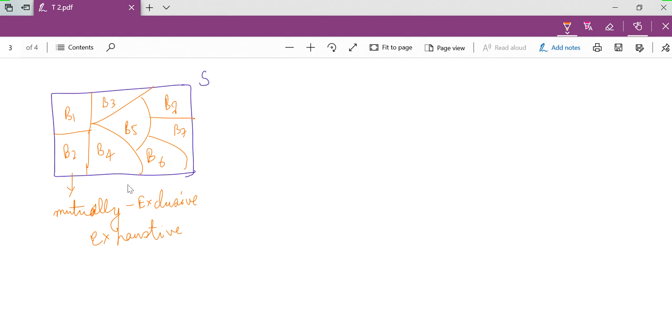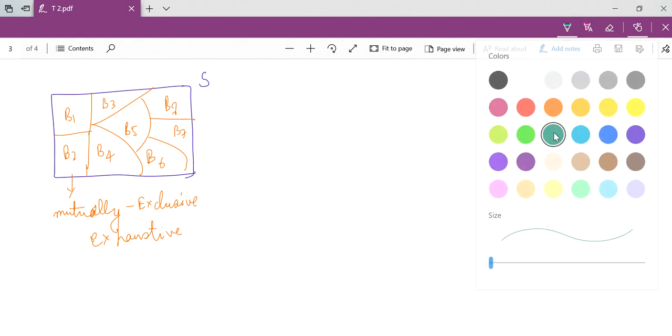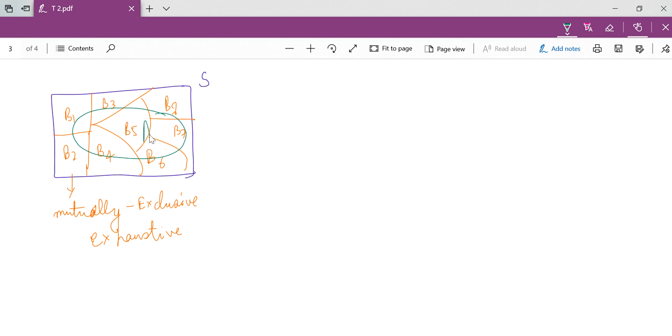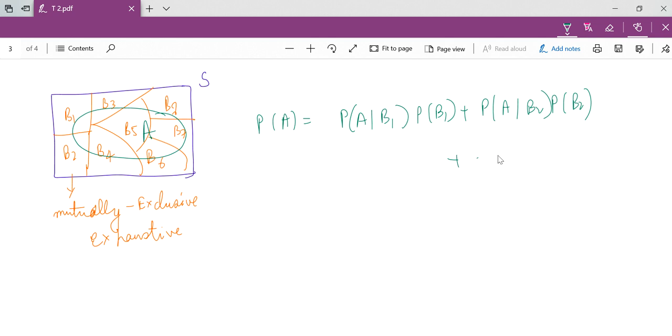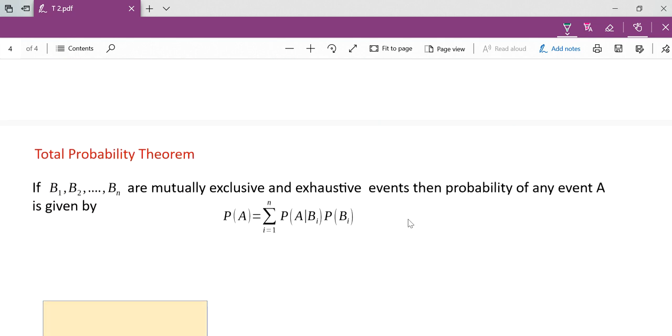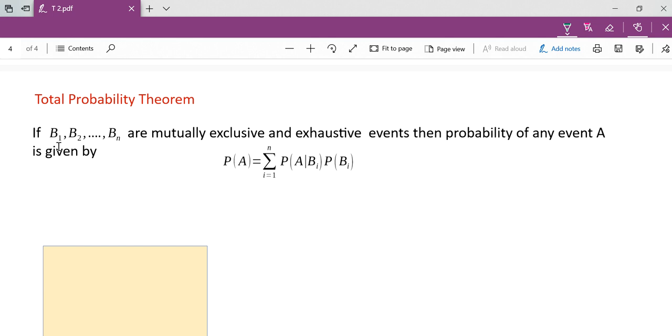If in a problem you are able to do that, then finding the probability of any particular event A is nothing but summing up the probabilities. So you have the probability of A given B1 into the probability of B1, plus the probability of A given B2 into the probability of B2, and so on up to n, if you have done n partitions. I hope this is clear, and this is the statement of the total probability theorem: if the Bis are mutually exclusive and exhaustive events, then the probability of any event A happening is this.